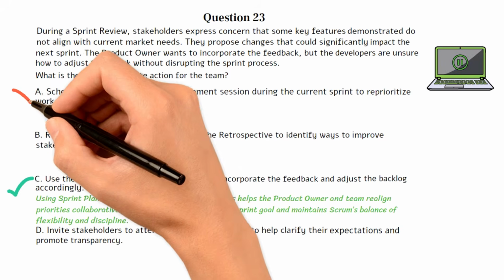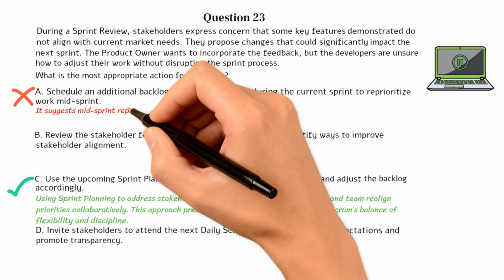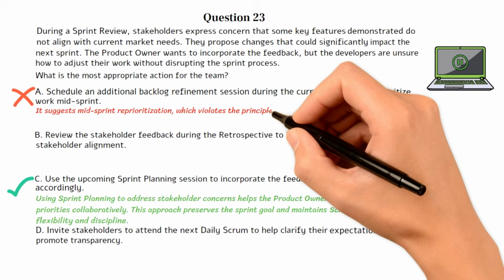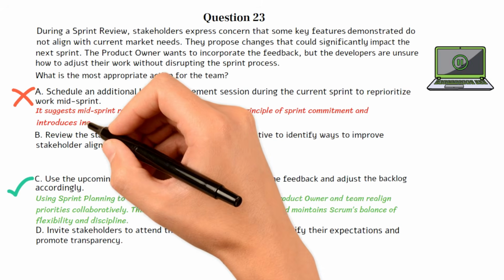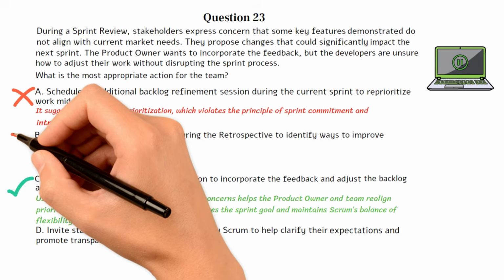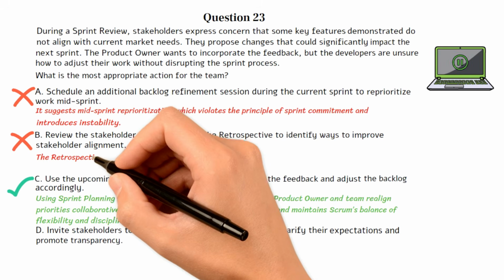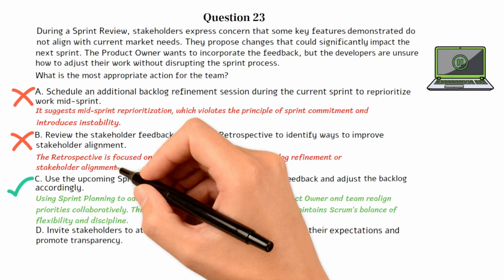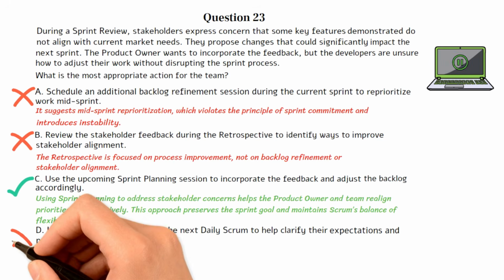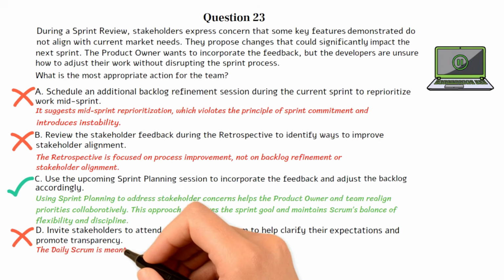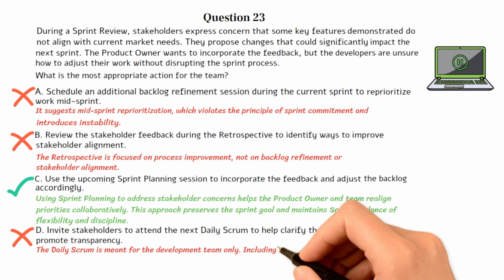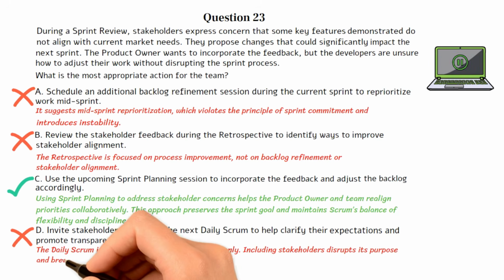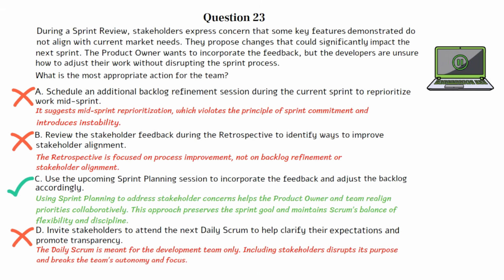Choice A is incorrect. It suggests mid-sprint reprioritization, which violates the principle of sprint commitment and introduces instability. Choice B is incorrect. The retrospective is focused on process improvement, not on backlog refinement or stakeholder alignment. Choice D is incorrect. The daily Scrum is meant for the development team only. Including stakeholders disrupts its purpose and breaks the team's autonomy and focus.